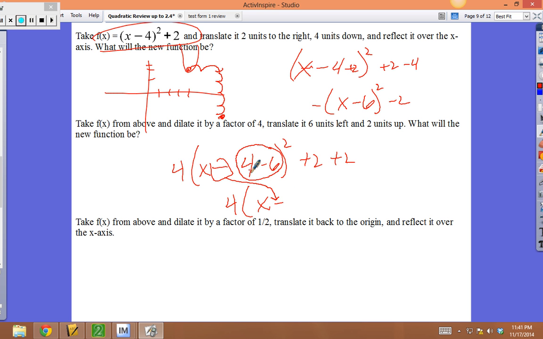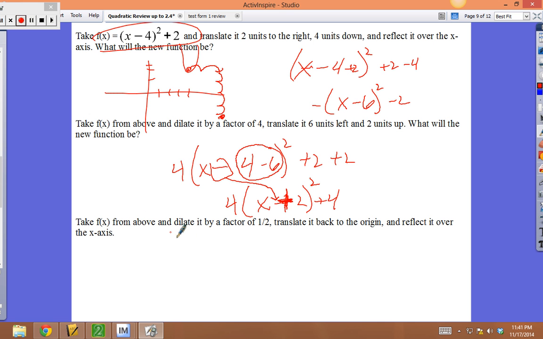And 4 right, and then 6 left. 4 minus 6 is a -2. So it's really x plus 2 squared, and 2 plus 2 is 4, plus 4. So there we go. So this has got to be a plus.